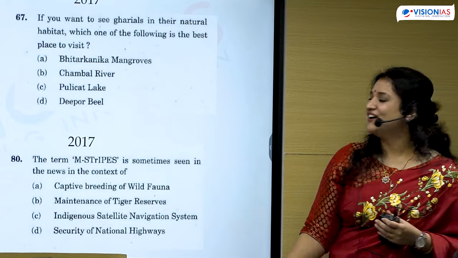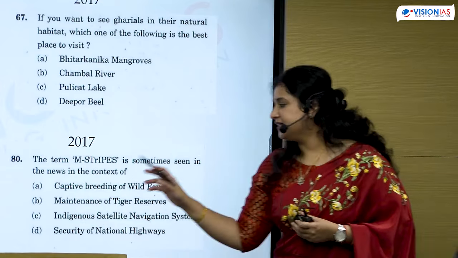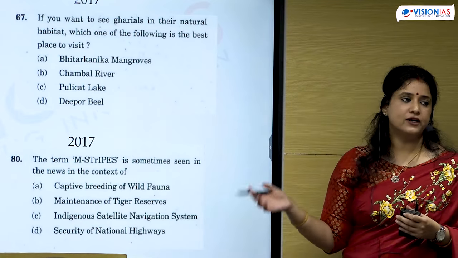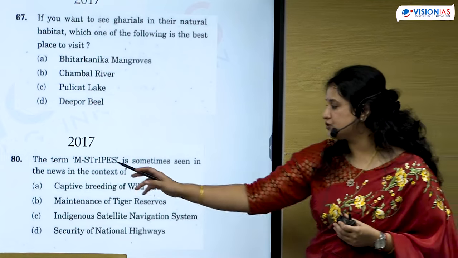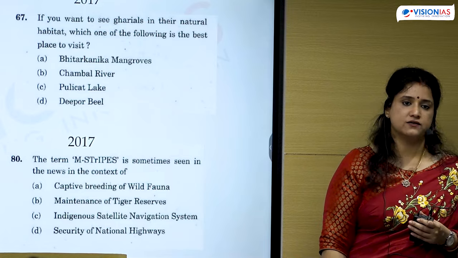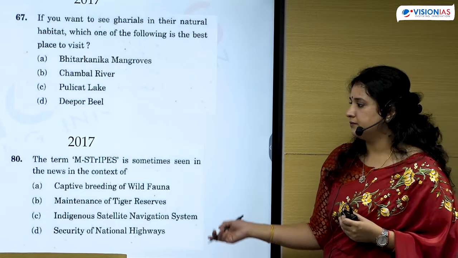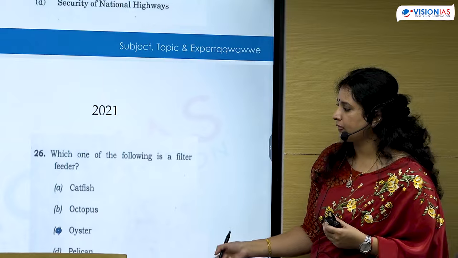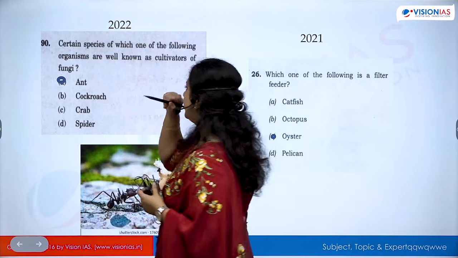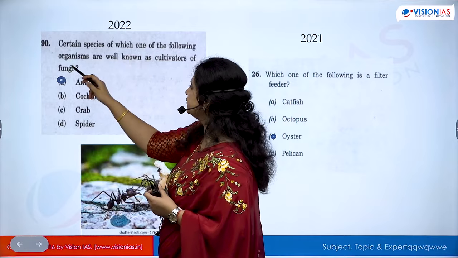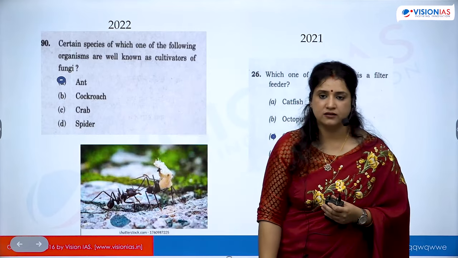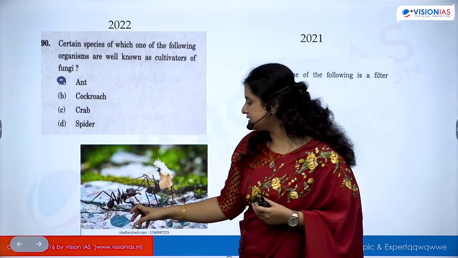Alright? Okay, this question is a little different. This is also related to an initiative of the government. M-STRIPES is related to maintenance of tiger reserves. Now, again, certain species of which one of the following organisms are well known as cultivators of fungi? So basically, ants is the answer.